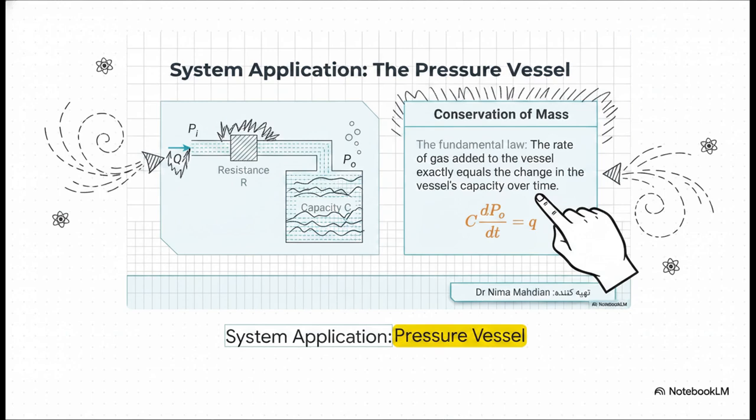Let's apply these new pneumatic principles. Imagine a pressure vessel. We have an inlet flow facing some resistance R, filling up a tank with capacitance C. To model this, we rely on the fundamental law of conservation of mass. The capacitance, C, multiplied by the rate of change of the output pressure over time, that's dPo over dt, must exactly equal the rate of gas, Q, being added to the vessel. Because, as we know, mass can't just magically appear or disappear.